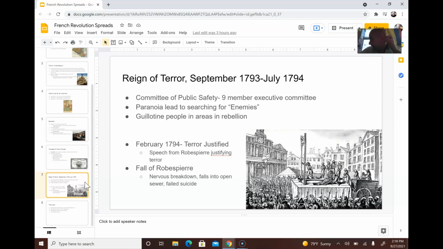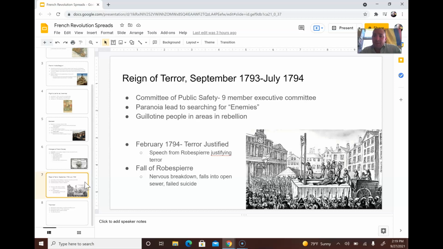He has a nervous breakdown, and in February of 1794, he gives a speech called Terror Justified, where he talks about how terror is good for the people, right? Because terror, so killing people without virtue, killing people without a reason is murder, and virtue without terror is useless. So he's really trying to say that we're doing this for the Republic. We're doing this to build up the country and to preserve ourselves.